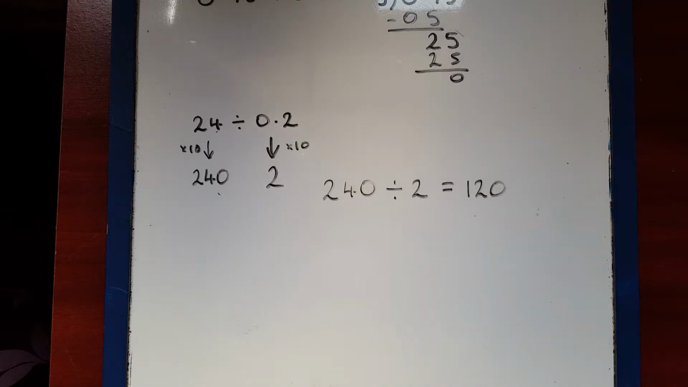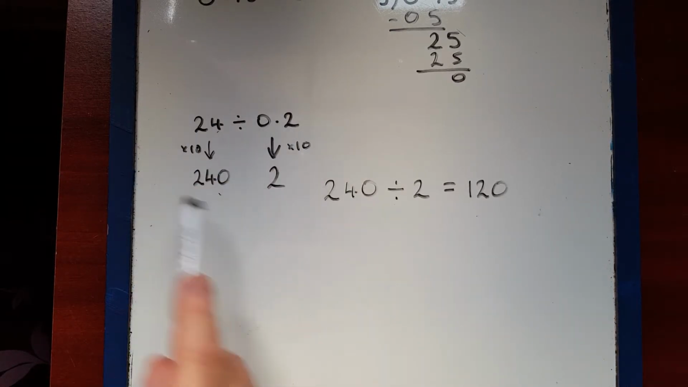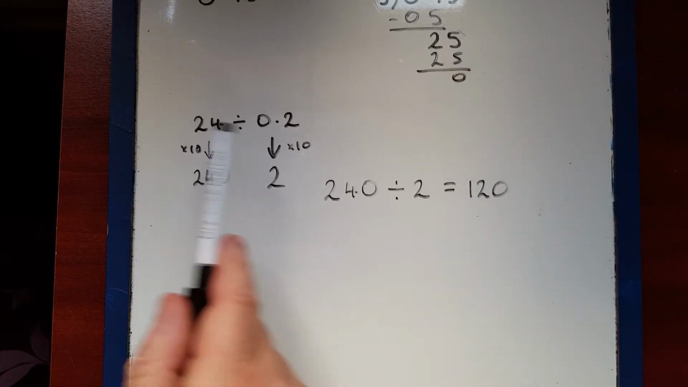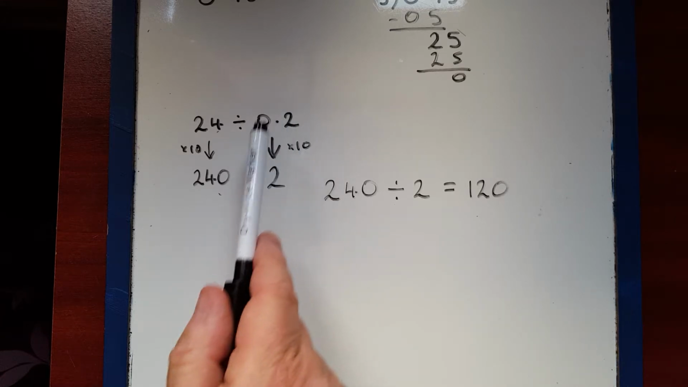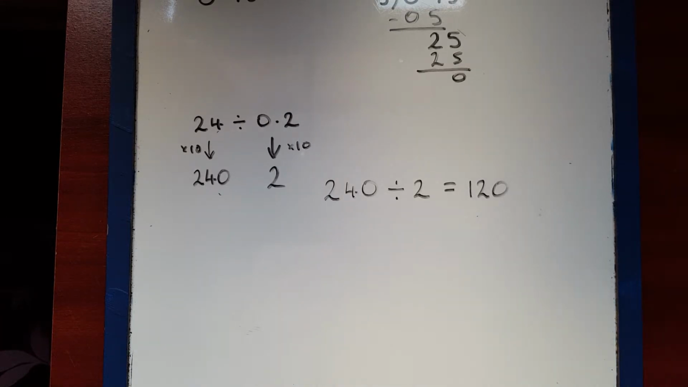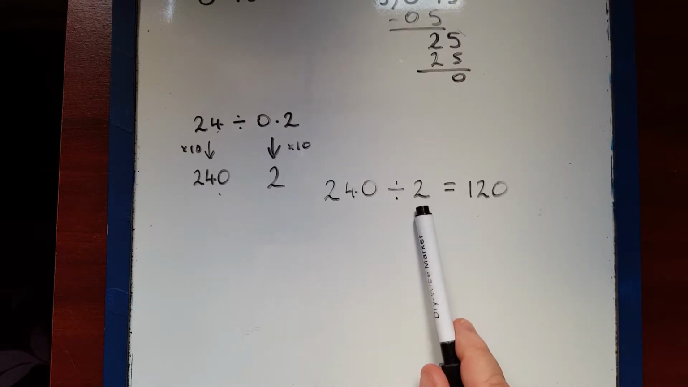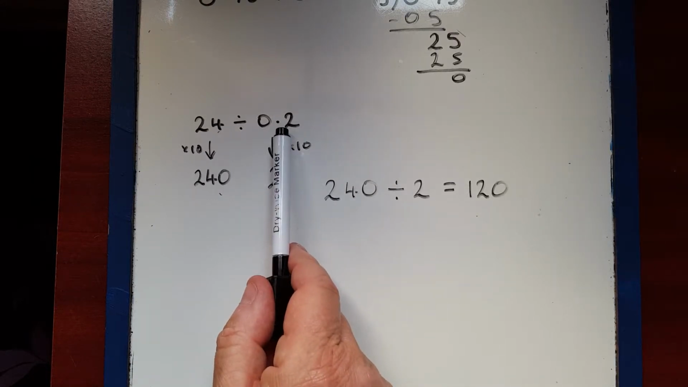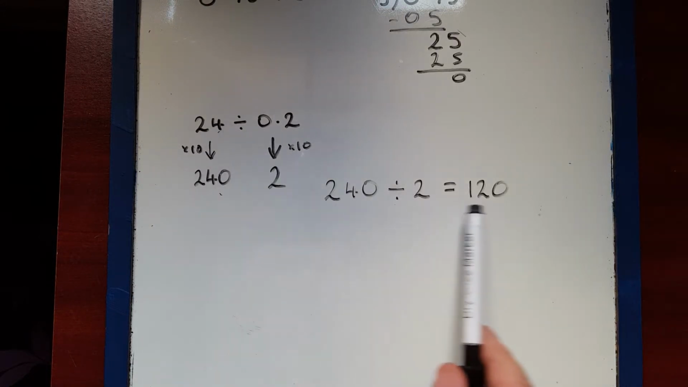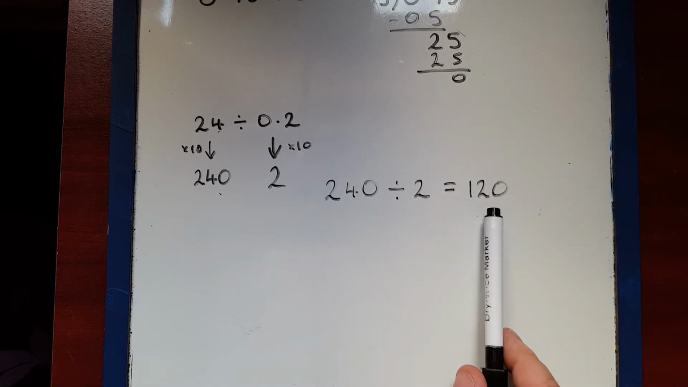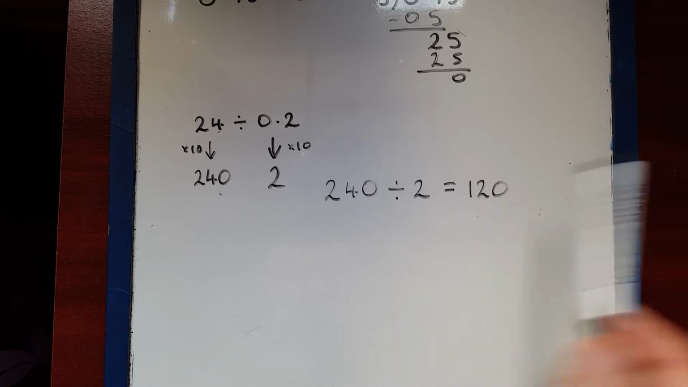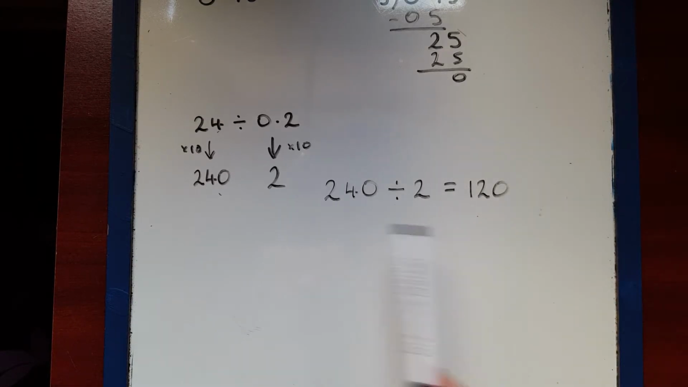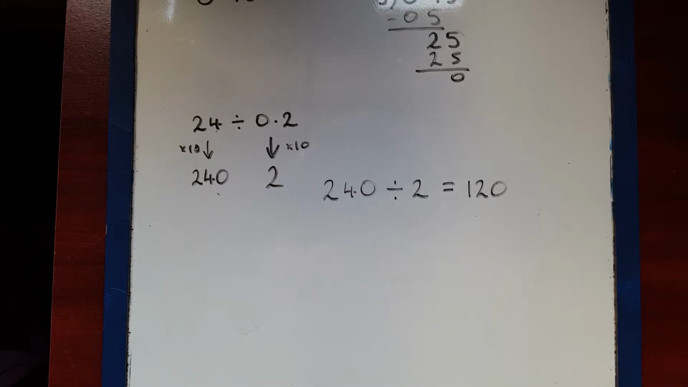You don't have to put it back into dividing by 10, because what we did is we increased everything in proportion with itself. 24 became 10 times bigger, and we divided it by a number that was also 10 times bigger than 0.2. So there are 120 2s in 240, but there's also 120 0.2s in 24. So we don't have to mess around with this 120 and start turning it back into 12 or 1.2 or anything like that. It's finished. So that's quite straightforward there, isn't it?